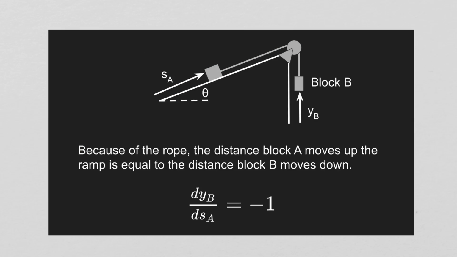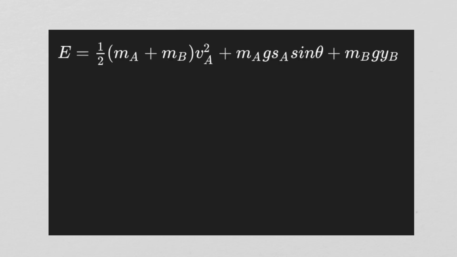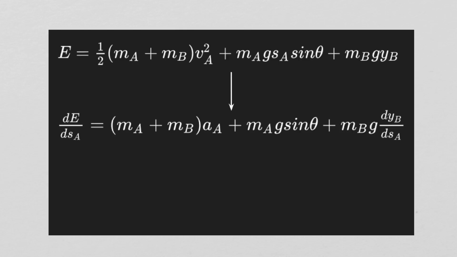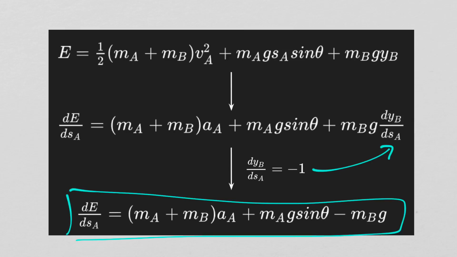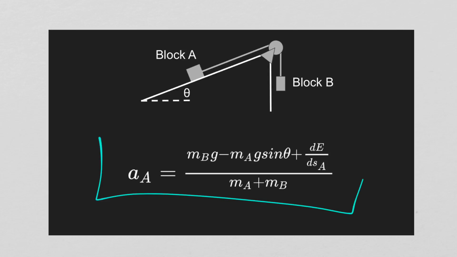The second thing to know is that if block B goes down, block A goes up the ramp. So if block B loses potential energy, block A gains potential energy. It's this negative relationship. So that comes into play when we take the derivative with respect to position right here. All right? So that was that relationship. Now the problem's set up. I've linked as many quantities as I can. What do I do with them? And the answer is you plug it in, you get this nice expression, and we can solve for the acceleration of this system, which we do.